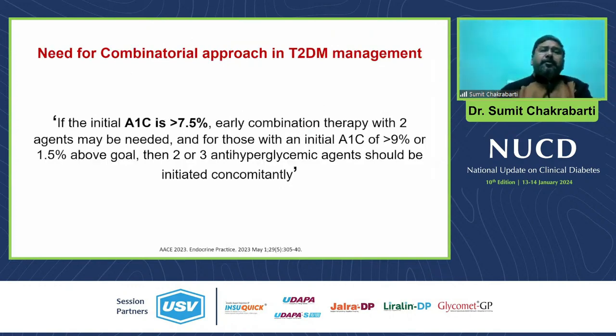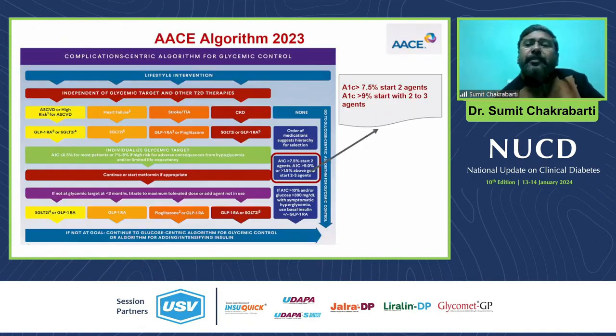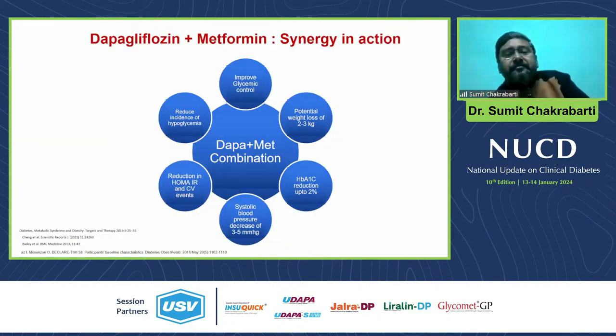What about the combinatorial approach in diabetes management? All the guidelines have stated that if the initial A1C is more than 7.5, combination therapy with 2 agents will be needed. And for those with an A1C of more than 9, or 1.5% above the goal, 2 or 3 anti-hyperglycemic agents should be initiated concomitantly. This is also the AACE algorithm. All of you know that this picture is so bright and vibrant and informative as well.